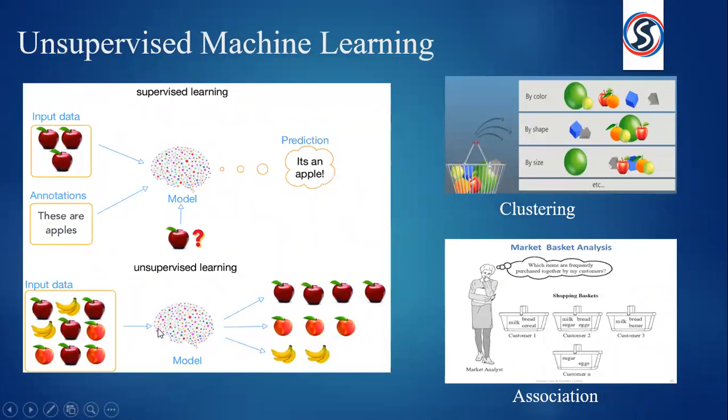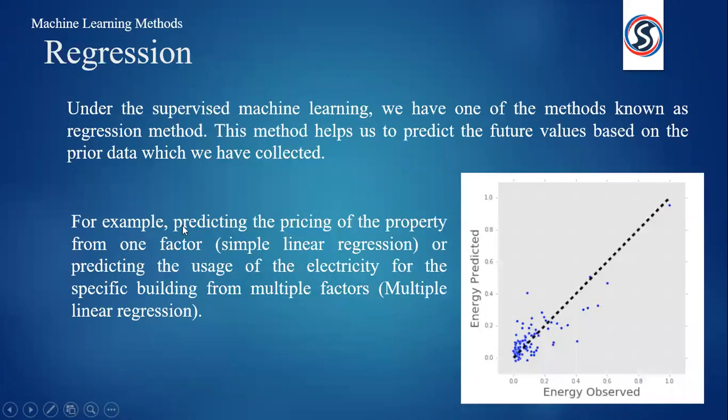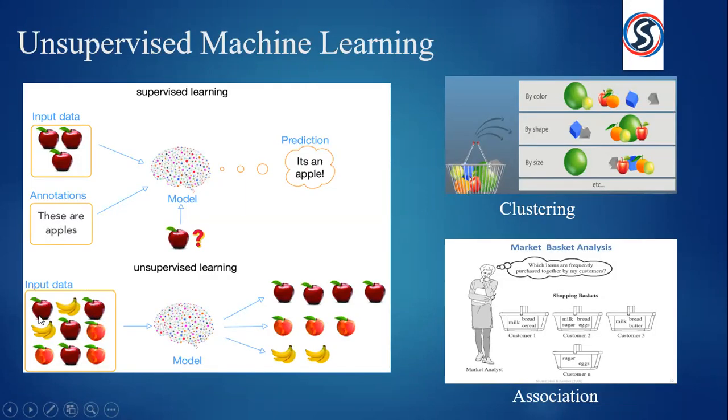So this is supervised, and here I have the unsupervised machine learning example. Look here. Suppose this is my input data: I have apples, bananas, oranges. Now what will this model do? It will group them. First, it will make the clusters: a group for the apple, a group for the banana, and a group for the orange.